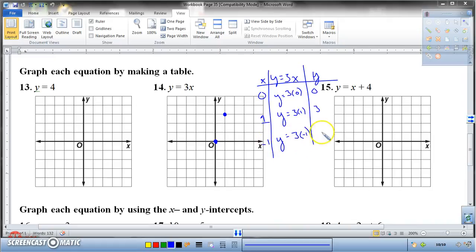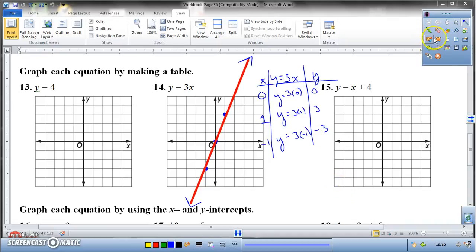So when x is -1, y is -3, and I can plot that. So -1, -3, plot your point, and then draw a line through your points. Or try to draw a line through your points. There we go. Okay, and then make sure that your line goes all the way through and you've got arrows on both sides there.